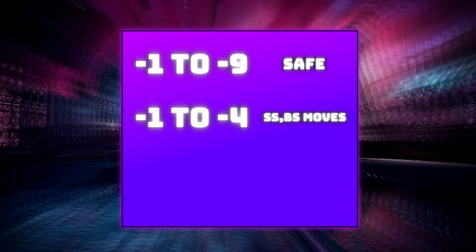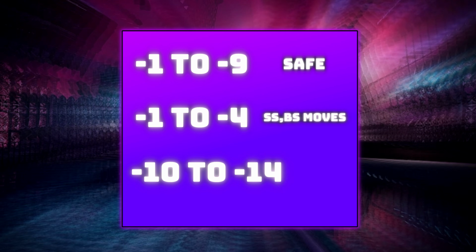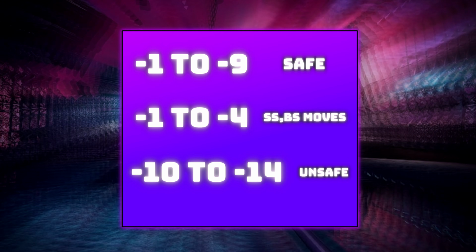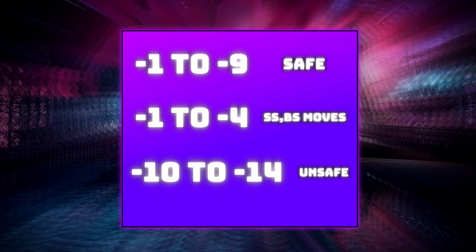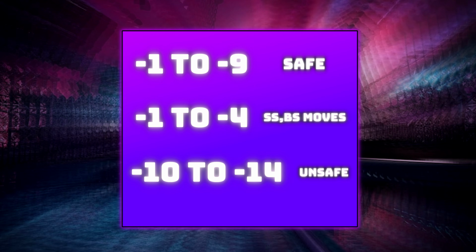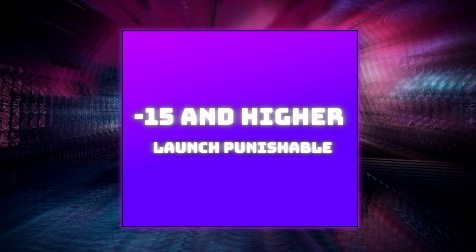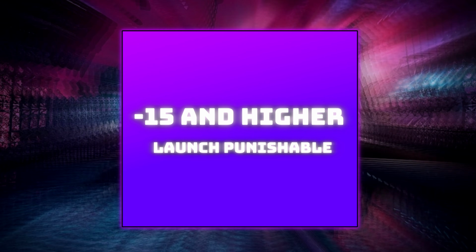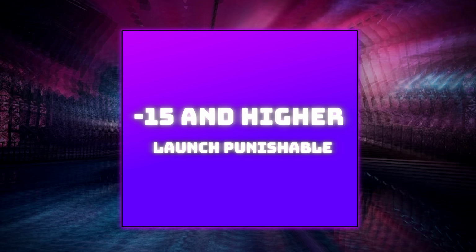On the other hand, if you use a move that is -10 to -14 on block, this is where you're considered to be unsafe, and you cannot block the next incoming move. If the next incoming move is 10 frames on startup to 14 frames on startup, you will not be able to block the incoming move. And the worst of it, if you use a move that's -15 and higher, you will be launch punishable, meaning that they can use any type of launcher that's 15 frames on startup or higher, depending on the frame data, and launch you for their combos.